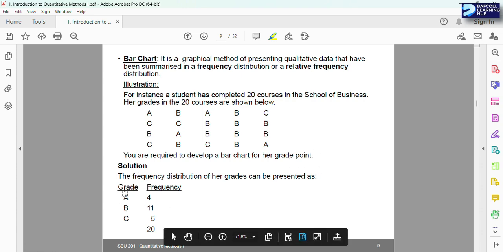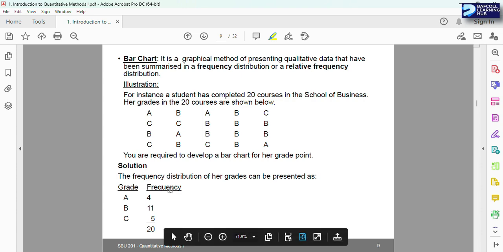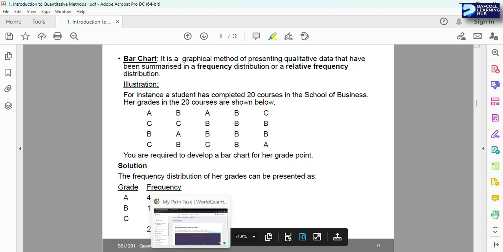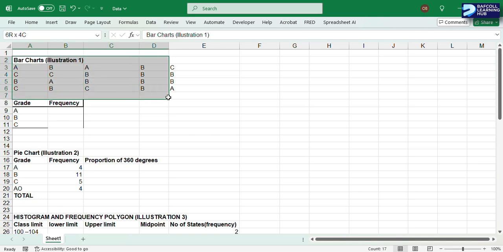So this is the solution, but what we are going to do is leverage on Excel to be able to learn from both sides, and also learn how we can present such data in Excel. So I open my Excel. All right, so I have this over here. This is the first illustration that we'll be looking at.